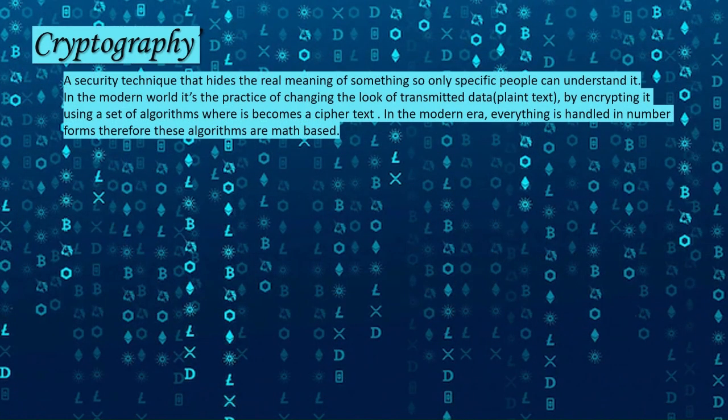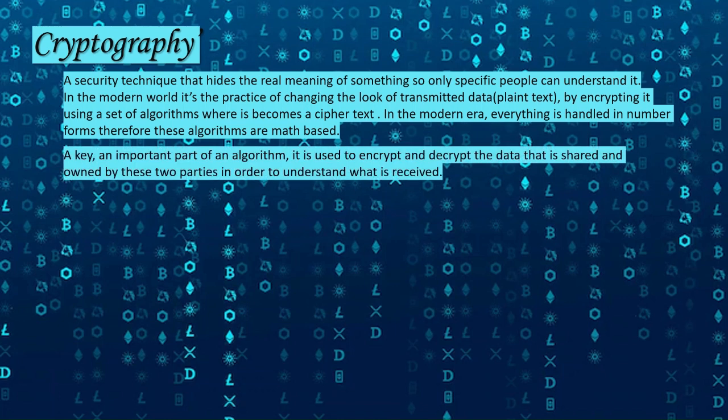What is cryptography? Cryptography is a security technique that hides the real meaning of something so only specific people can understand it. In the modern world, when we talk about cryptography, we talk about changing the look of readable data by encrypting it using a set of algorithms, where it becomes a ciphertext. In the modern era, everything is handled in numbers. Therefore, these algorithms are math-based. A key is an important part of an algorithm. It is used to encrypt and decrypt the data that is shared and owned by these two parties in order to understand what is received.